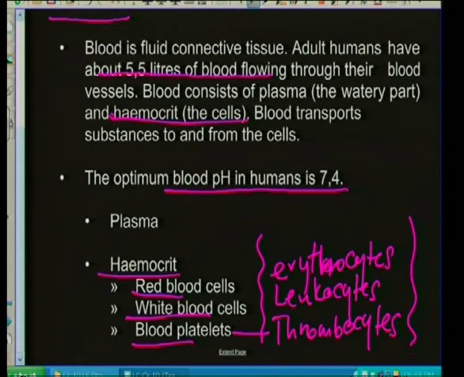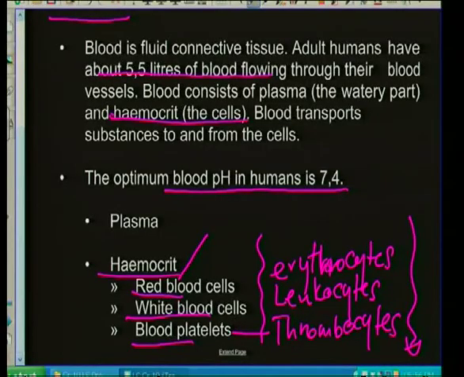It's interesting to know the other names in case these names crop up in a paper or in a textbook, and you need to know that an erythrocyte is just another name for red blood cells, leukocytes, white blood cells, and thrombocytes, another name for platelets. All these different types of cells are flowing in the blood, and each of these cells has different functions.